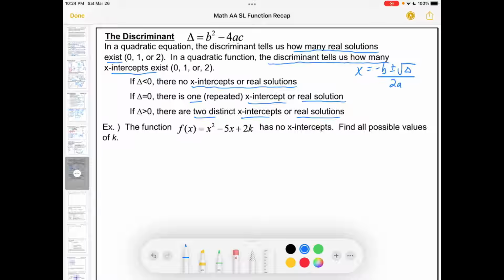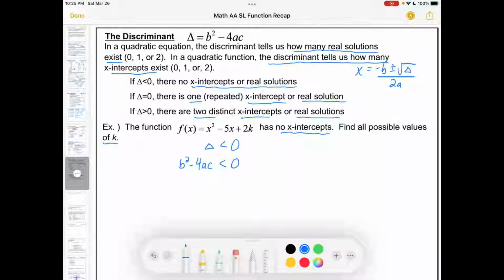The function f of x is x squared minus 5x plus 2k, and it has no x-intercepts. Super fishy. No x-intercepts means we're talking about the discriminant. And the discriminant is less than 0. Okay? It's negative if there are no x-intercepts. b squared minus 4ac is the discriminant. It says find all possible values of k.